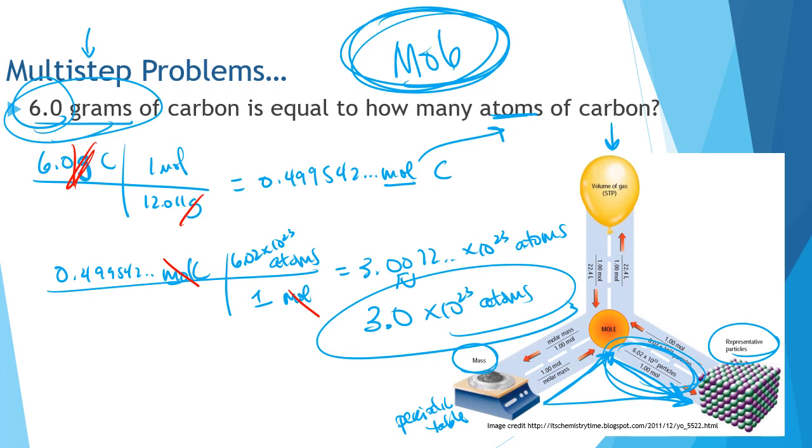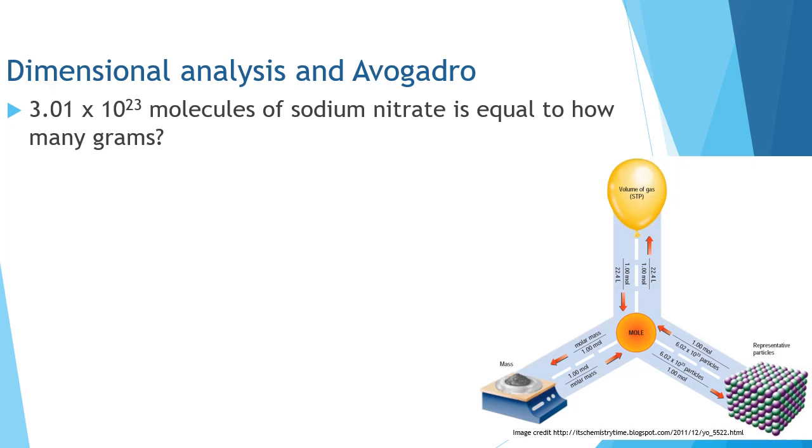Good? All right. We're going to do this one together, and then the next one will be yours to do on Edpuzzle. So 3.01 times 10 to the 23rd molecules of sodium nitrate is equal to how many grams of sodium nitrate? So we're starting here at particles. I want to turn my particles into grams. Mass grams is over here. To do that, I first have to convert my molecules to moles and then convert my moles to grams.